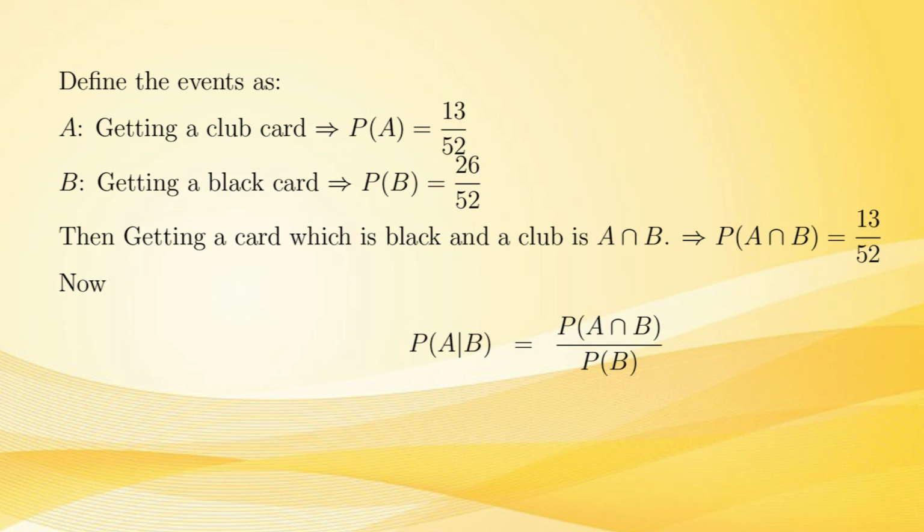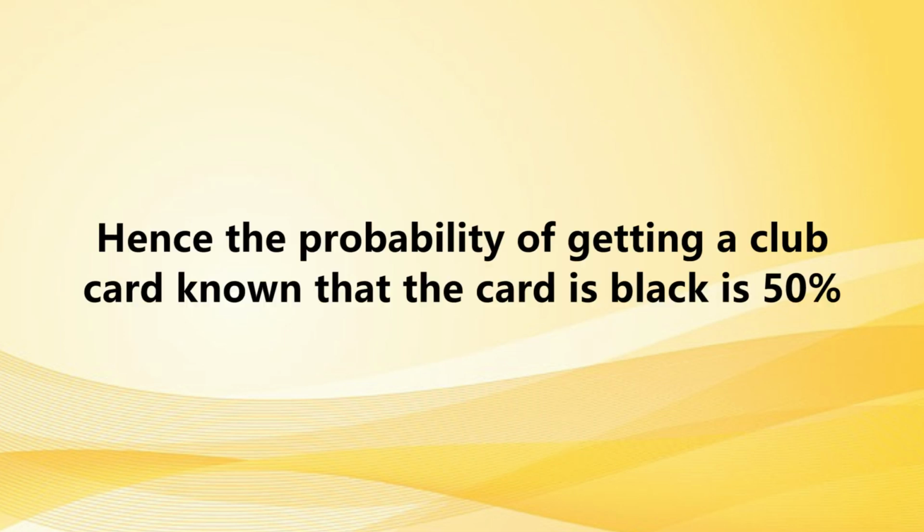Now, by the multiplication theorem of probability of dependent events, we have probability of A given B is equal to probability of A intersection B divided by probability of B, which is equal to 13 by 52 divided by 26 by 52, which is equal to 0.5. Hence, the probability of getting a club card, given that the card is black, is 50%.